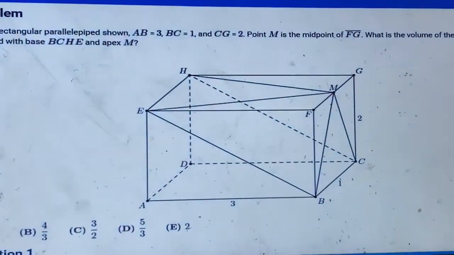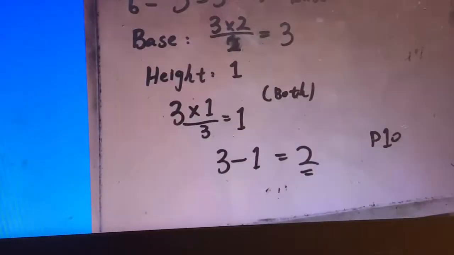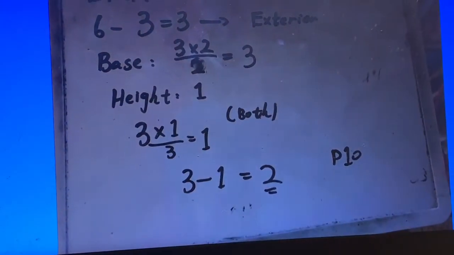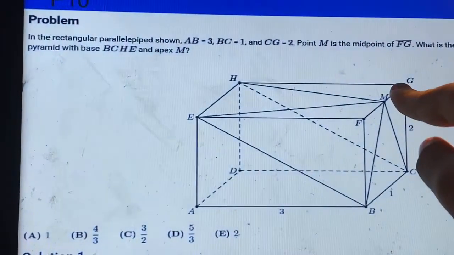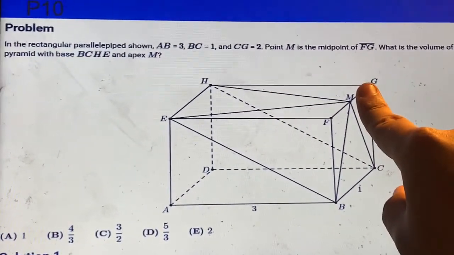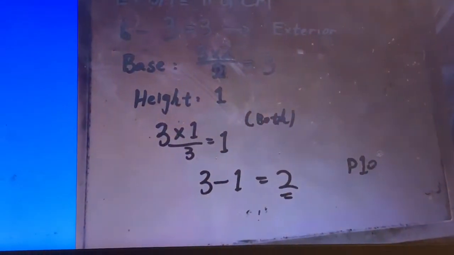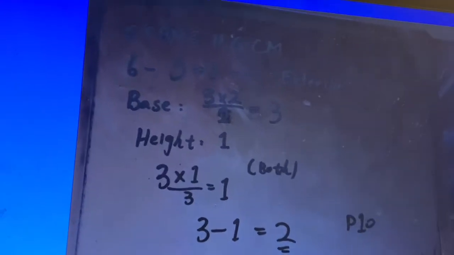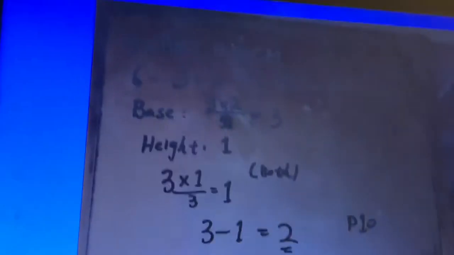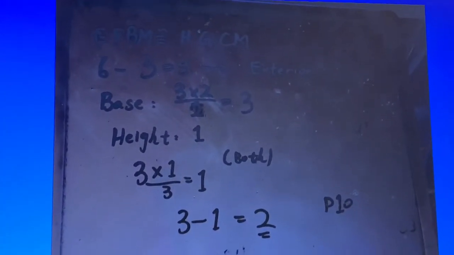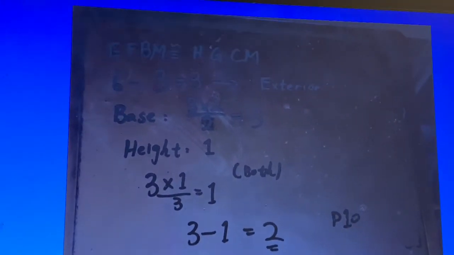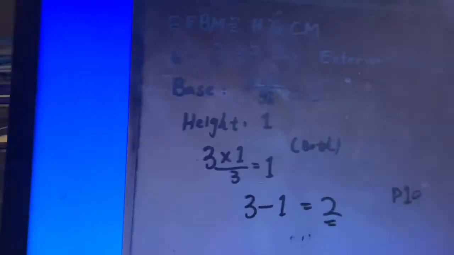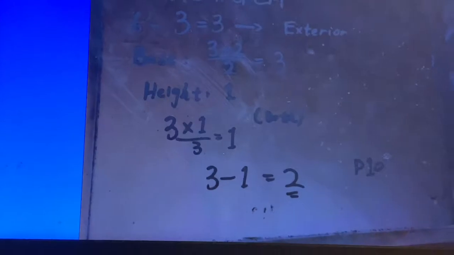Now let's talk about these two pyramids. We know the base is 3 times 2 divided by 2, which is 3, and the height is 0.5. The volume of a pyramid is base times height divided by 3, right? So we know that the total volume of these two is 1. So the final answer is going to be 2.